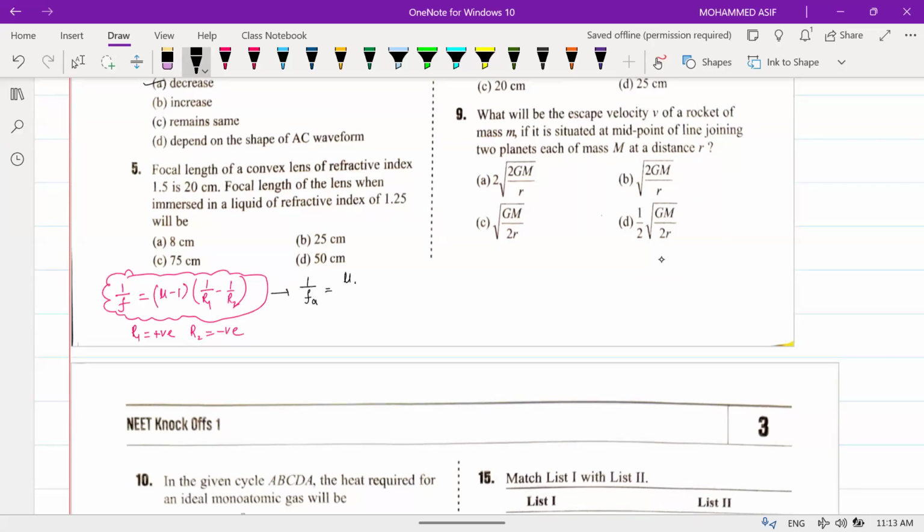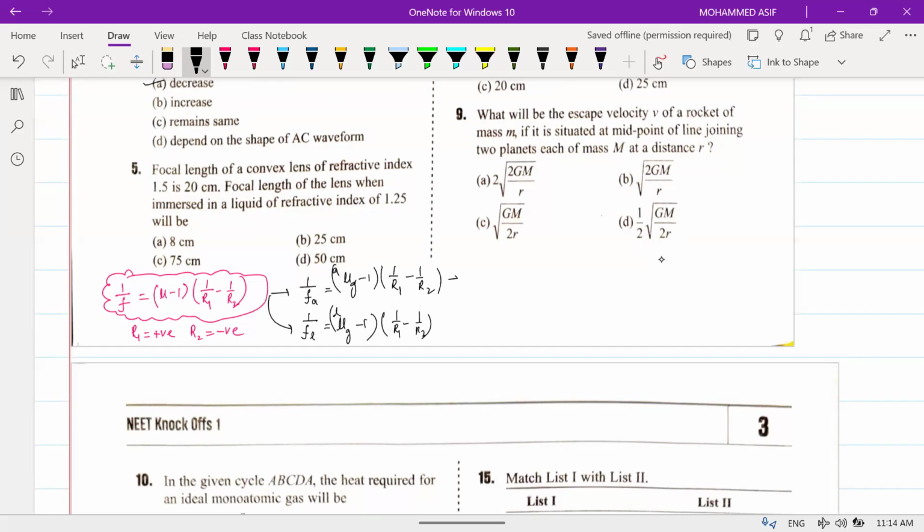1 by focal length in air is equal to the refractive index of glass with respect to air minus 1, into 1 by R1 minus 1 by R2. When it is in the liquid, 1 by focal length in the liquid is equal to the refractive index of glass with respect to the liquid minus 1, into 1 by R1 minus 1 by R2.